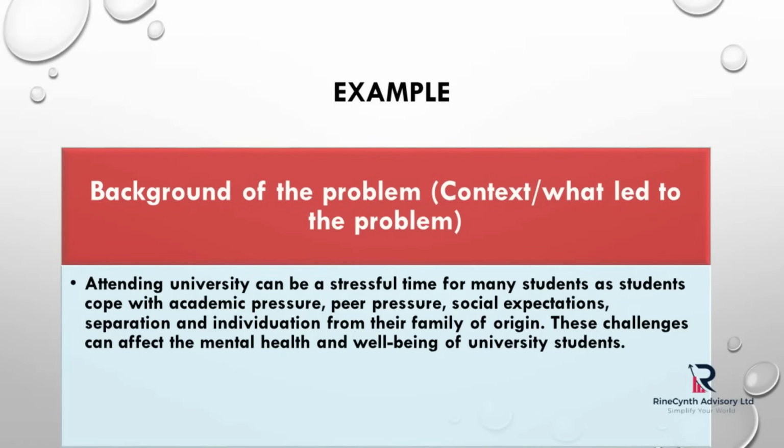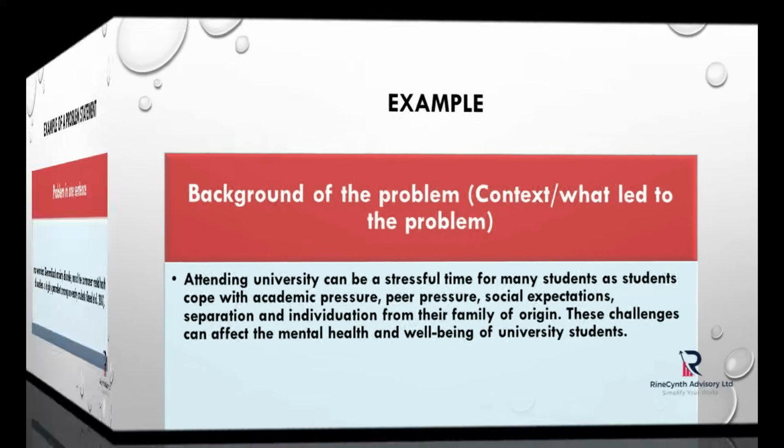So let's look at a background of a problem, an example. Attending university can be a stressful time for many students as students cope with academic pressure, peer pressure, social expectations, separation and individuation from their family of origin. These challenges can affect the mental health and well-being of university students.